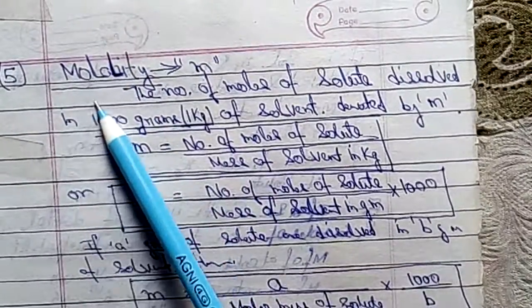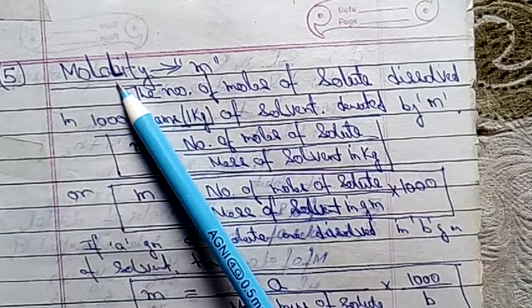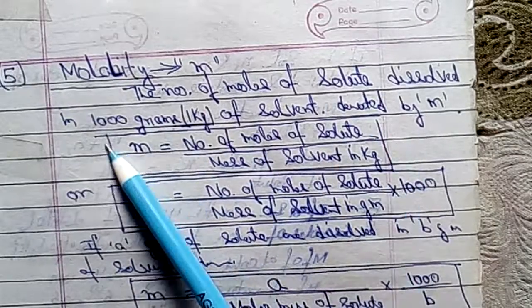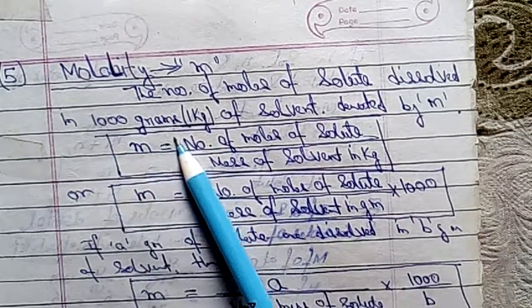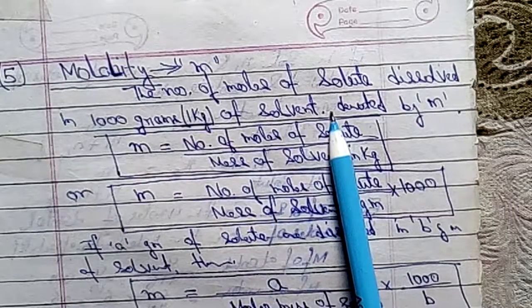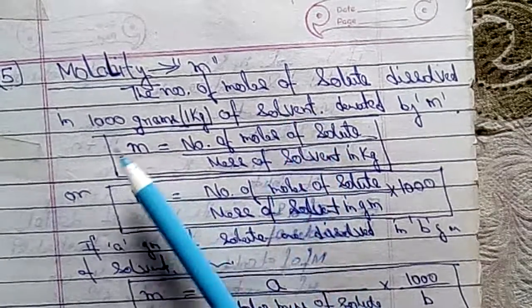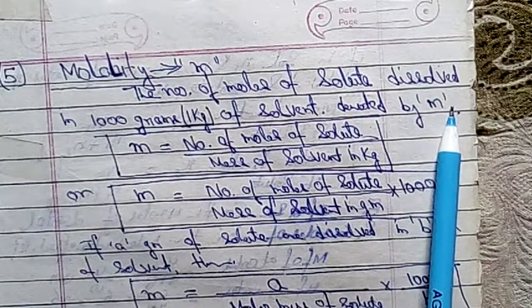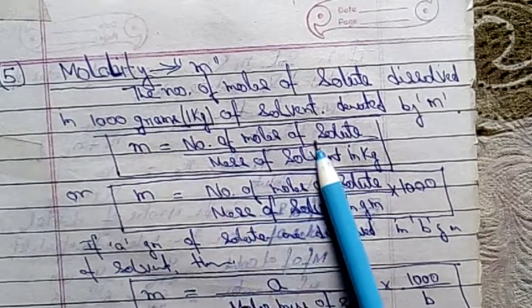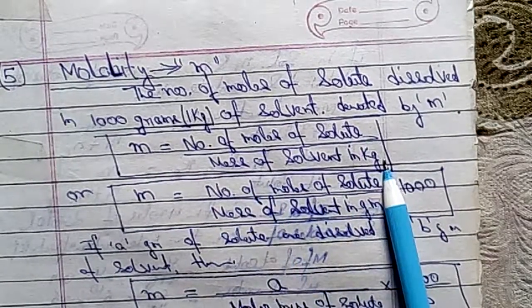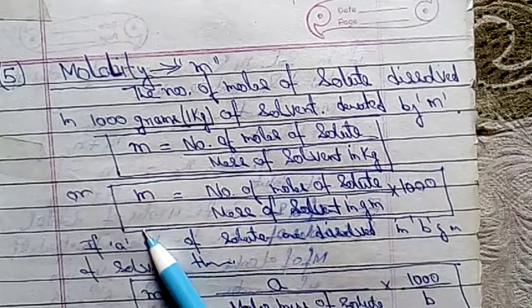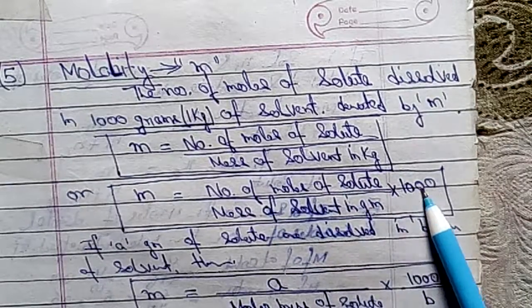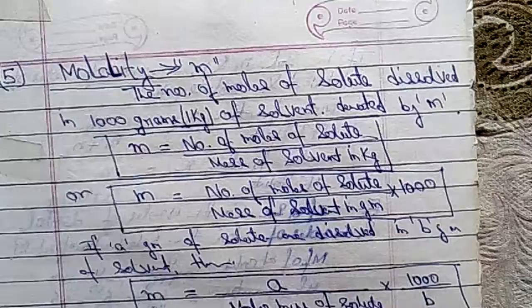Molality. We even know the molality. Molarity was shown with capital M, molality is shown with small m. The number of moles of solute dissolved in, now it changes, dissolved in 1000 gram or 1 kg of solvent. There it was 1 liter of solution, here in molality it is 1 kg of solvent, denoted by small m. We have studied this also. So molality is equal to the number of moles of solute divided by mass of solvent in kg. The basic formula is the number of moles of solute divided by mass of solvent in gram into 1000 will give you the molality.